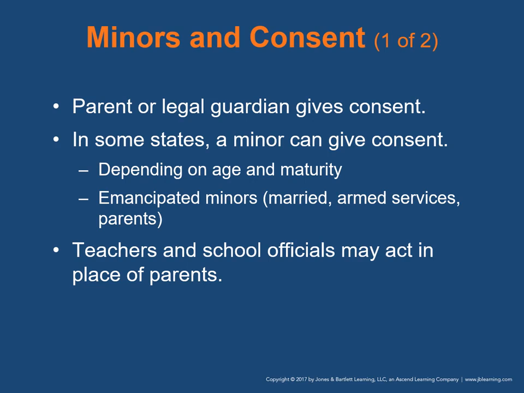Confusion surrounds the issue of emancipated minors, however. An emancipated minor is a person who is under the legal age in a given state, but because of other circumstances is legally considered to be an adult. Many states consider minors to be emancipated if they are married, if they are members of the armed services, or if they are parents. Teachers and school officials may act in place of parents, in loco parentis, and provide consent for treatment to injuries that occur in a school or camp setting.